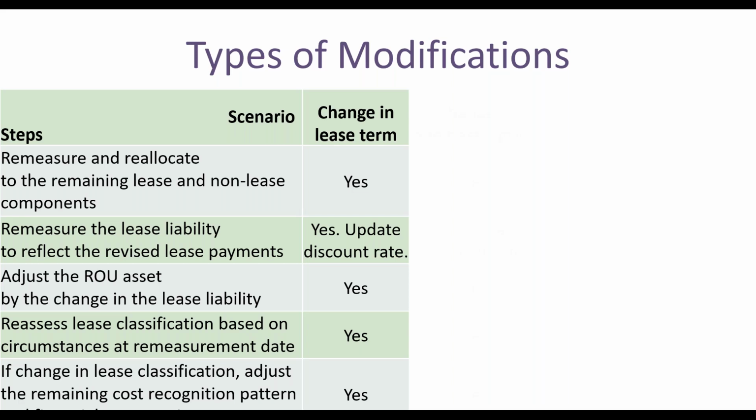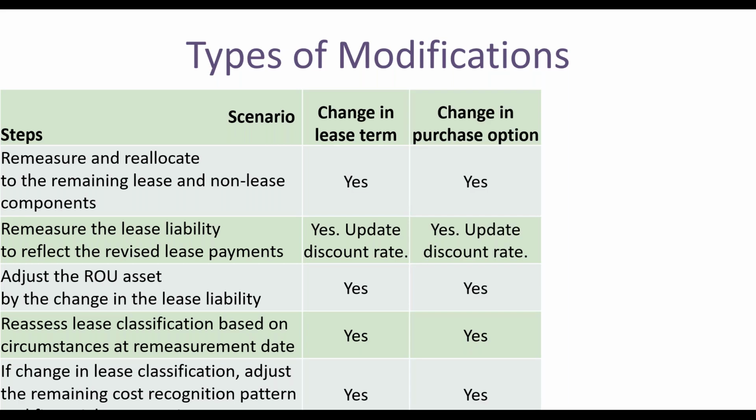But there's other reasons why you might have a modification. For example, you might decide that you're going to exercise a purchase option that you previously thought you were not. And if you see here, you treat that exactly like you would a change in a lease term. You would have to reallocate between non-lease and lease components. You would update your lease liability based on the discount rate.